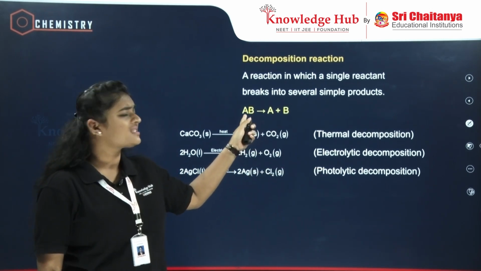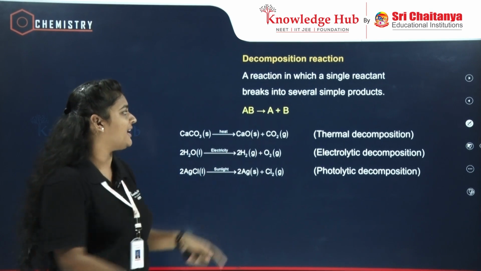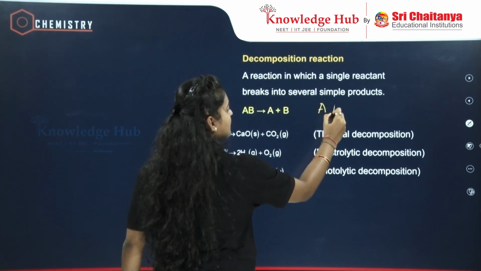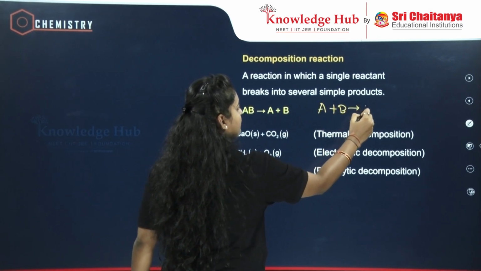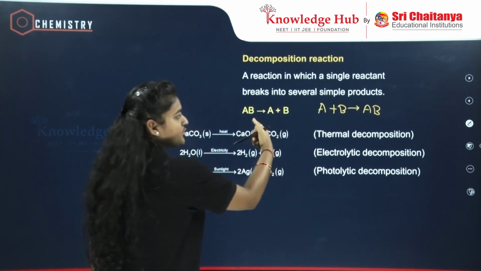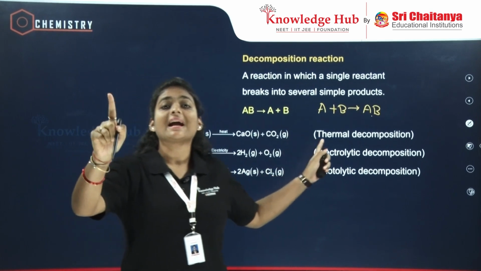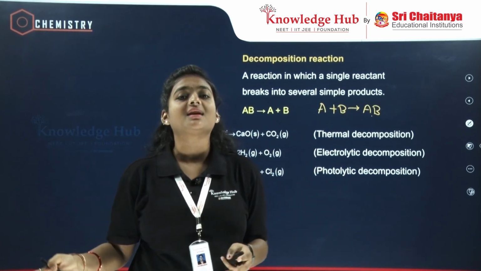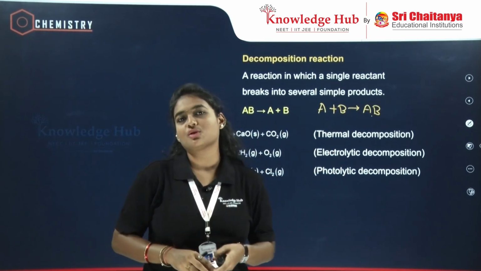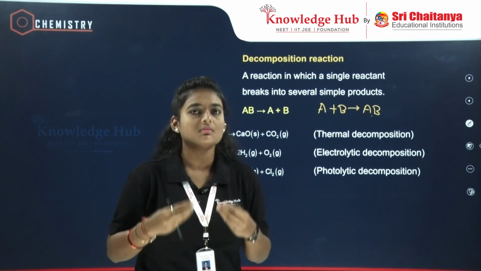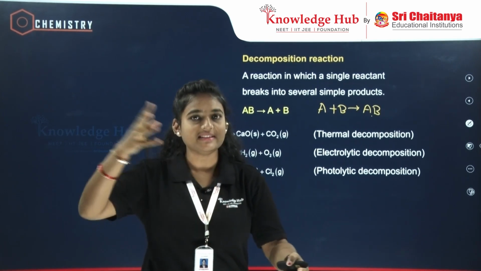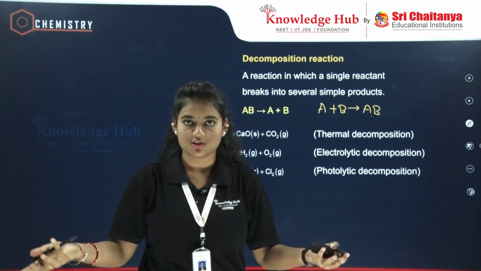As I told you, it is just the opposite of combination, right? Our combination was A plus B gives AB. Just see, it's opposite: AB gives A plus B. So one single reactant breaking into two or more products is called a decomposition reaction. As I told you, you need to give something to the reactant, then only it will break down into products. So what are they?